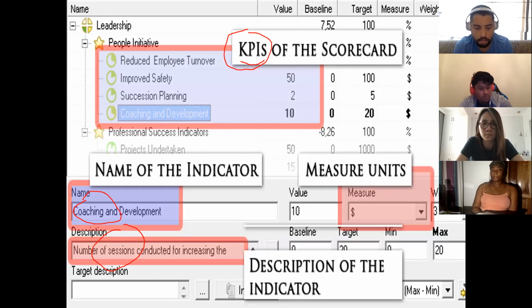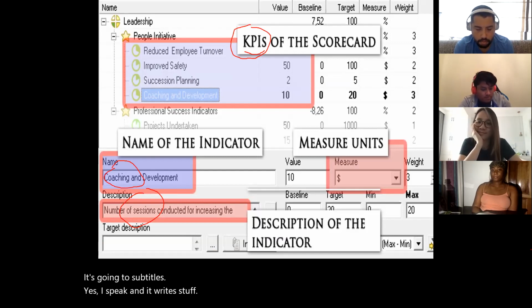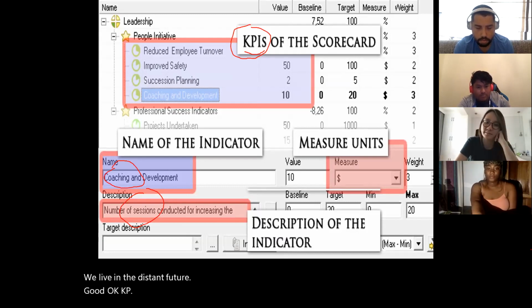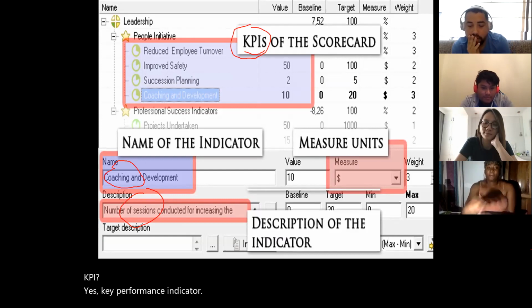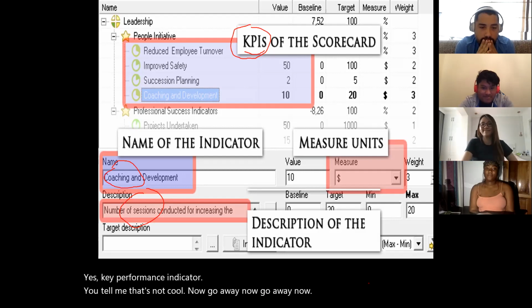I think I can even write stuff down here. Oh, there was something I tried yesterday. It was terrible. Subtitles. I speak and it writes stuff. We live in the distant future. So good. Okay. KPI. Yes. Key performance indicator. You tell me that's not cool. No, go away now.